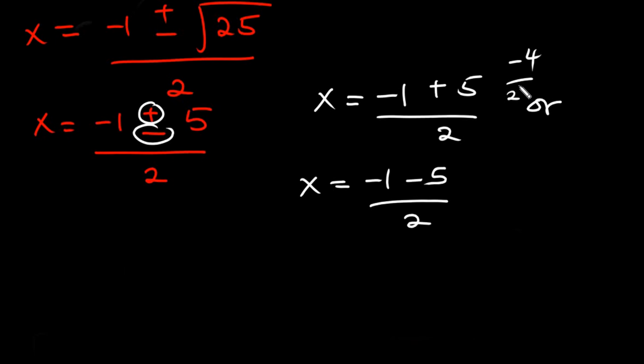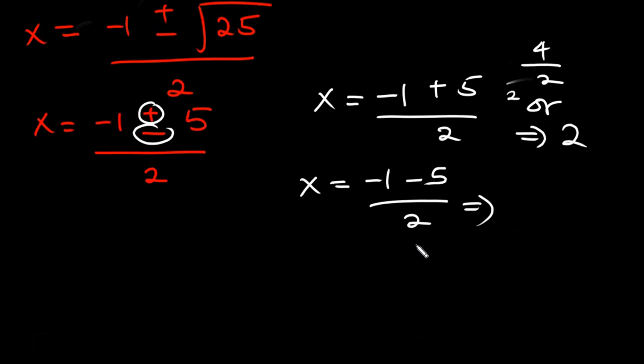Sorry, not negative 4, I'm sorry for that. Negative 1 plus 5 is 4. So it's 4 divided by 2. 4 divided by 2 is 2. So that is one value of x.